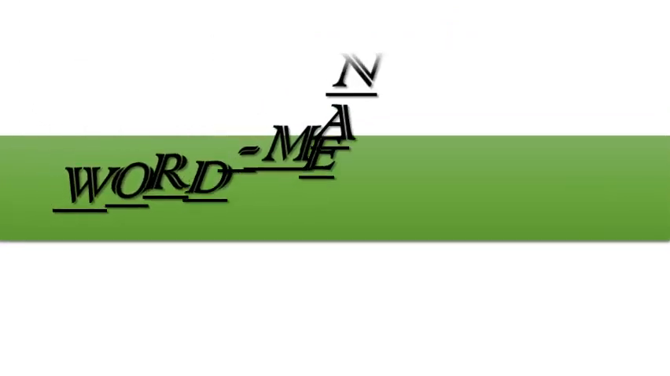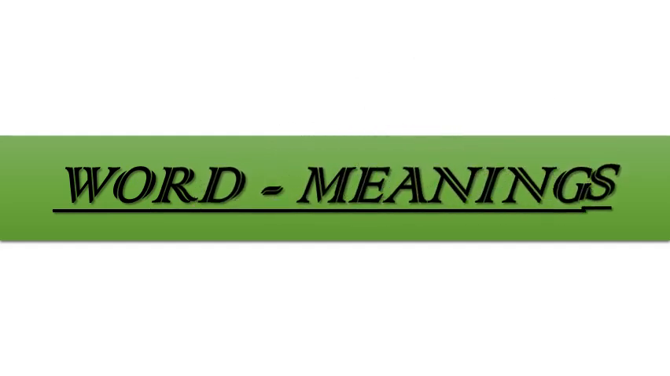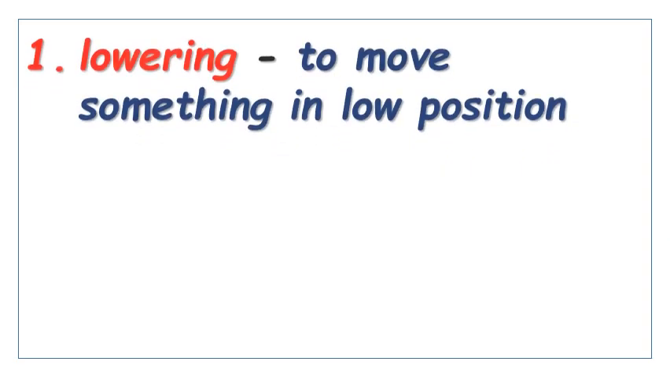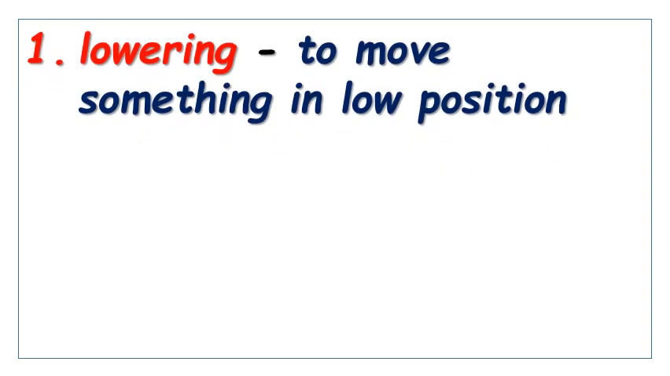Now let's discuss the word meanings of chapter 3, The Selfish Giant. Number 1 is lowering, which means to move something in a low position. I repeat it again. Lowering means to move something in a low position, or we can say the action of moving someone or something in a downward direction.